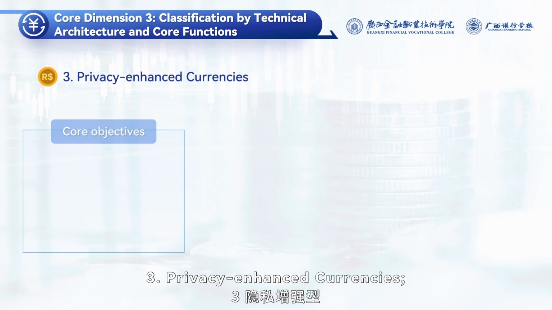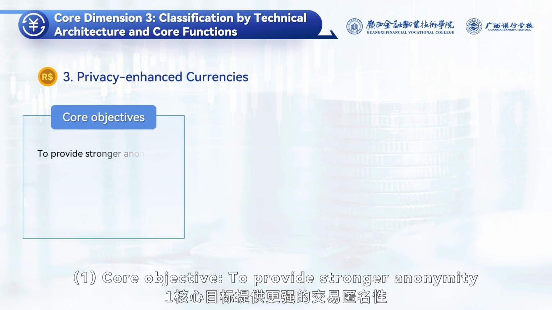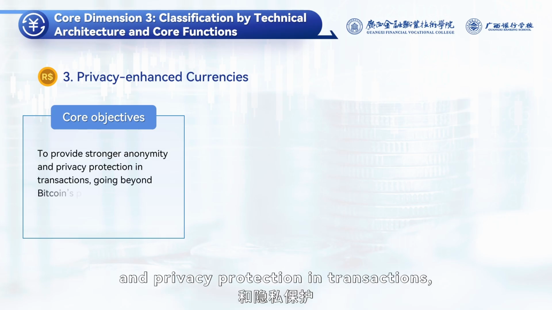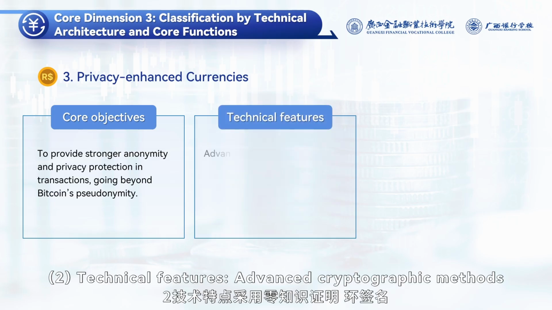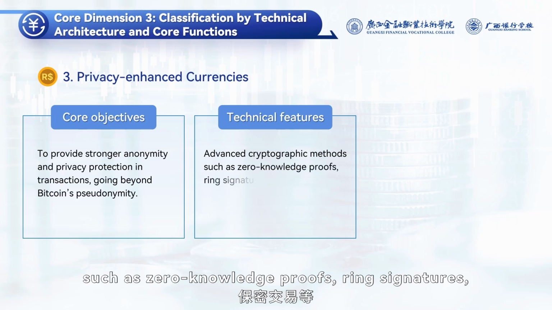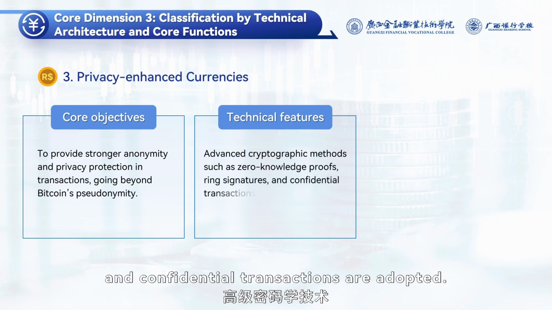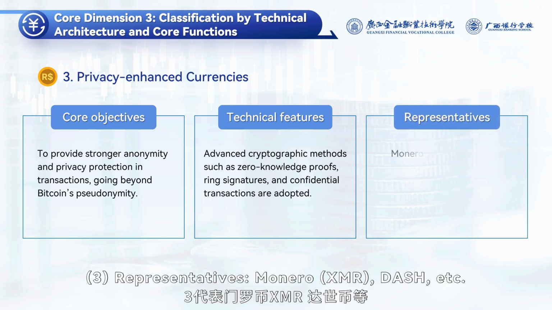3. Privacy-enhanced currencies. 1. Core objective: to provide stronger anonymity and privacy protection in transactions, going beyond Bitcoin's pseudonymity. 2. Technical features: advanced cryptographic methods such as zero-knowledge proofs, ring signatures, and confidential transactions are adopted. 3. Representatives. Monero, XMR, Dash, etc.